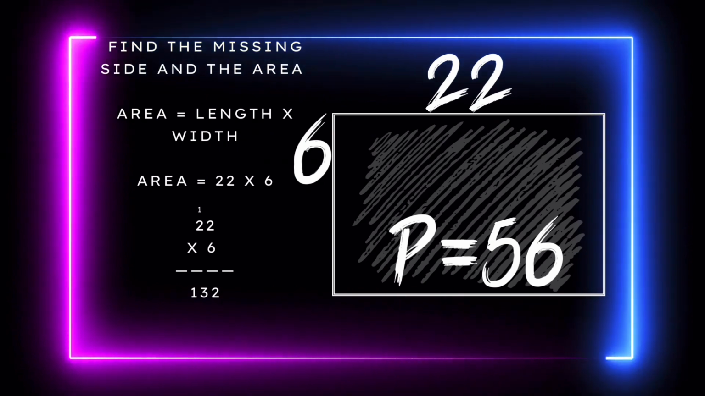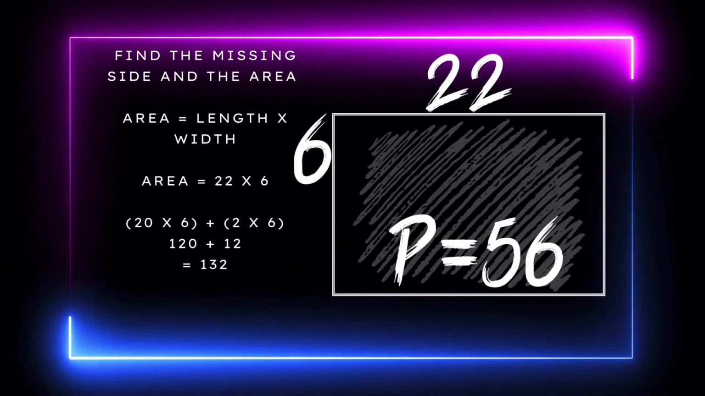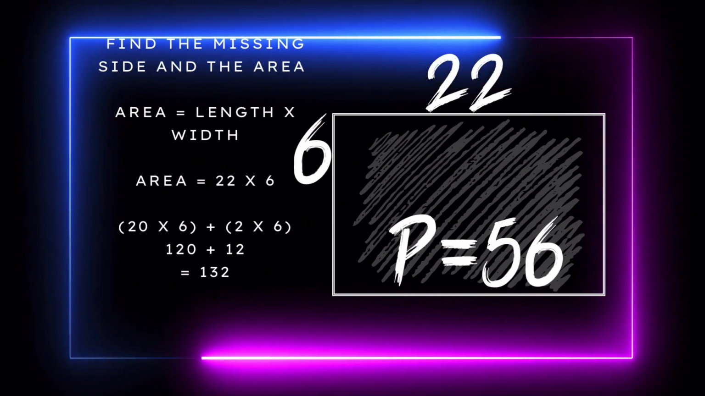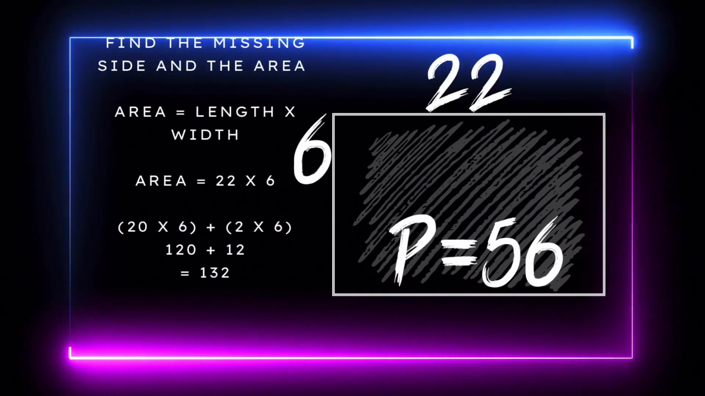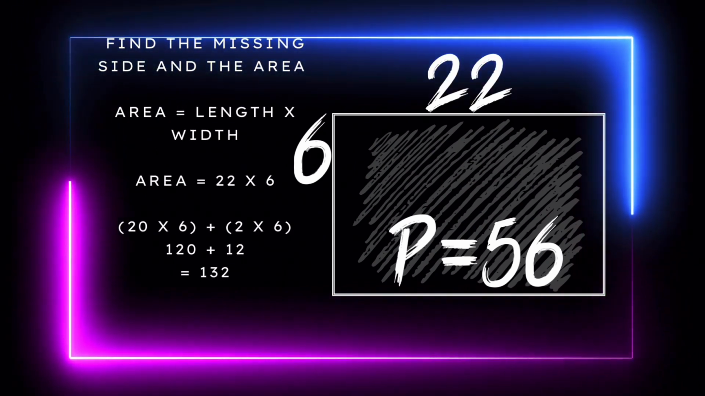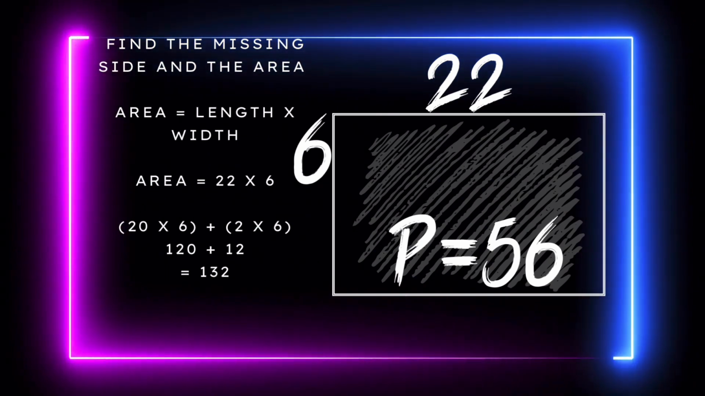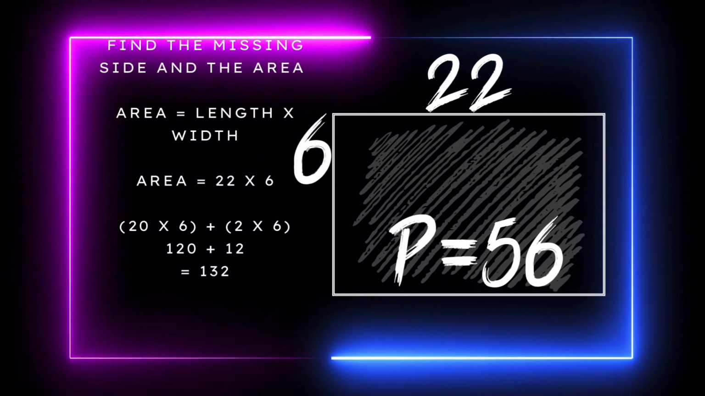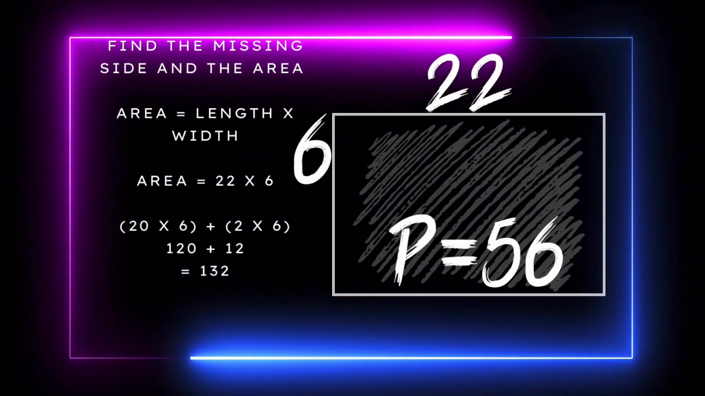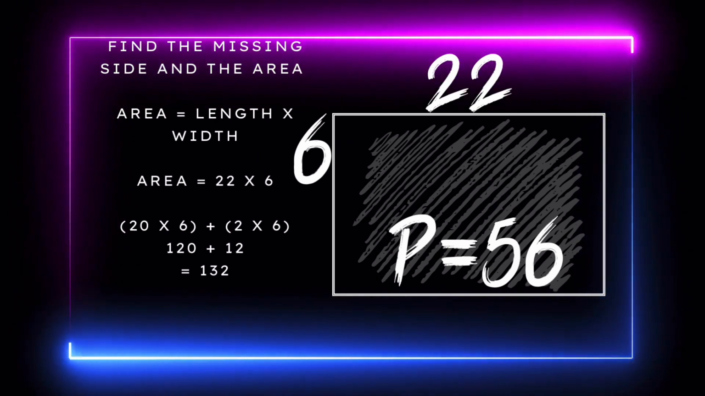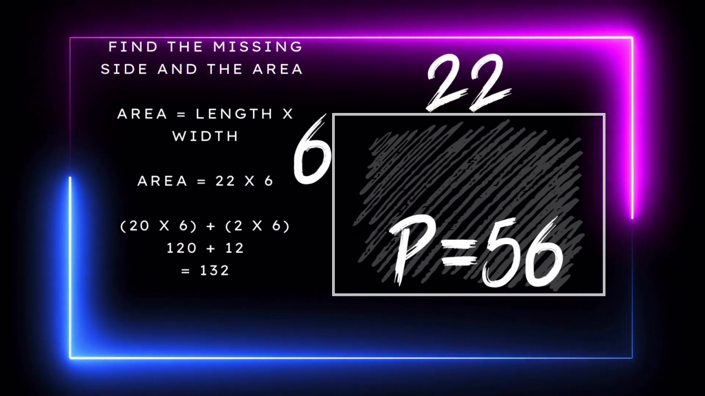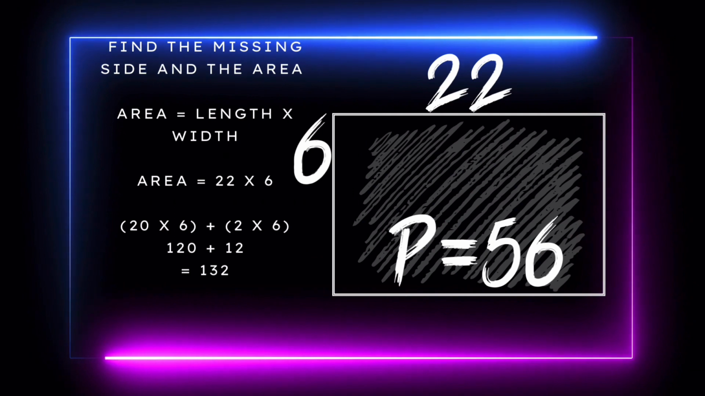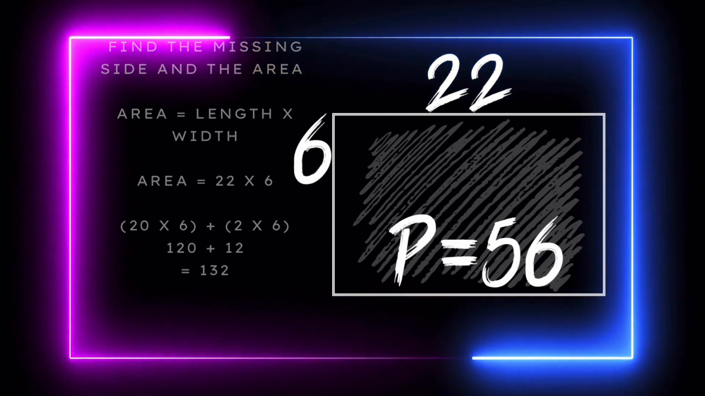So you solved the area and the perimeter with this problem. This is another way we can solve the area. If our area is 22 times 6, that's the same as 20 times 6 plus 2 times 6, because 20 plus 2 equals 22. So 20 times 6, you could do in your head, and that's 120. And 2 times 6 is 12. You should be able to do that in your head too. So then you would just add 120 plus 12, and that equals 132. Both answers will get you the same results.